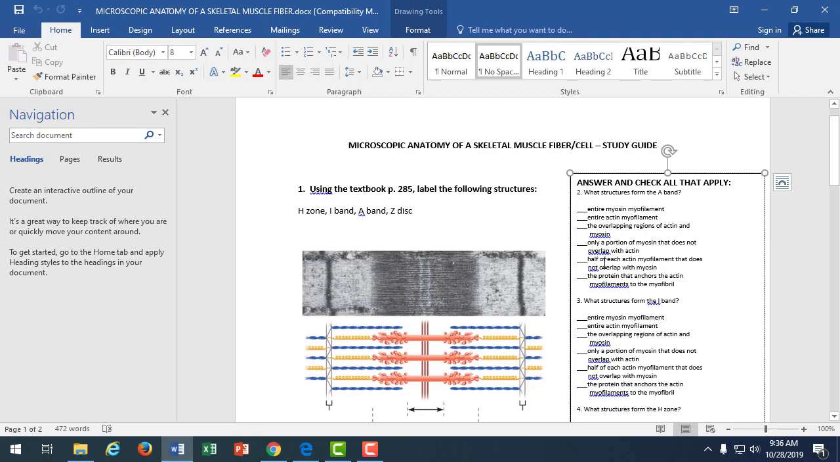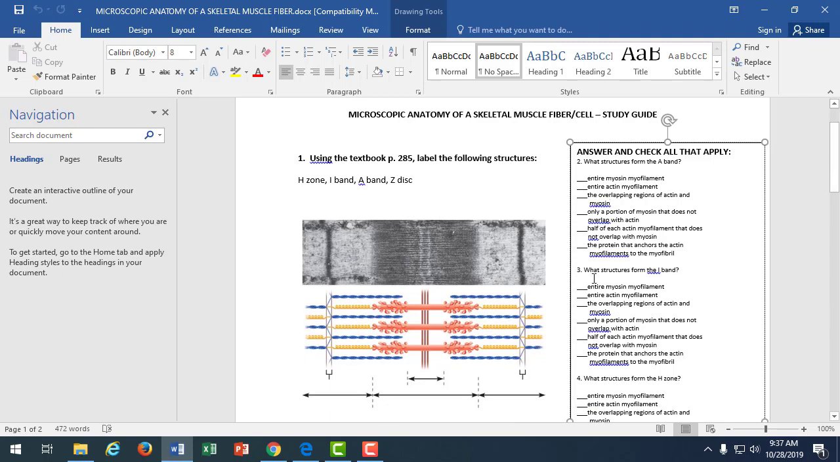Half of each myosin that does not overlap, so that would be this half. Is this found in the A band? No. The protein that anchors the actin myofilaments to the myofibril, and that's here. Is that in the A band? No. So how many did you check in number 2? 2 things, the entire myosin and the overlapping regions of actin and myosin. Everybody agree with that? Questions?